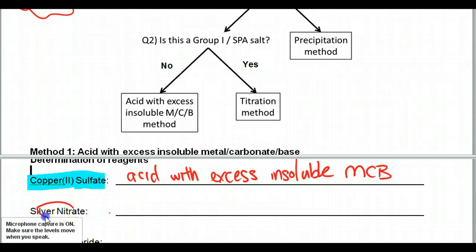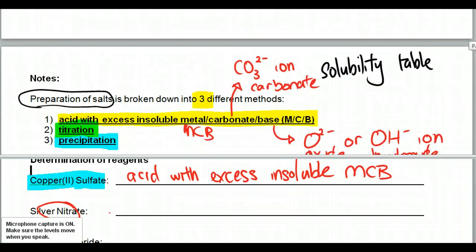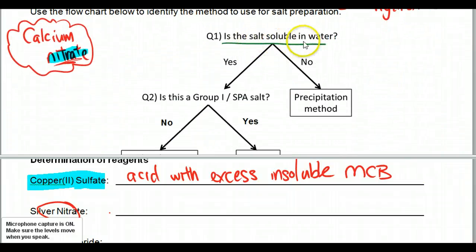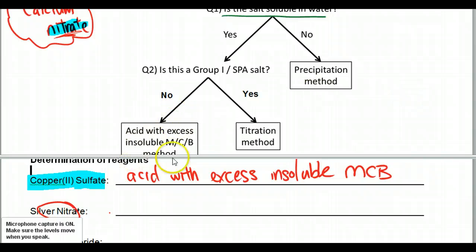Now, next one we have is silver nitrate. So silver nitrate, let's run through the flowchart again. Is the salt soluble in water? Obviously it is, because all nitrates, every single nitrate is soluble. So we have to go down this arrow. Is it a group 1 or SPA salt? Silver doesn't belong to group 1. Silver is also not part of SPA, because SPA stands for sodium, potassium, and ammonium. So therefore, answer is no again. So now we are down with this method, which is the same thing.